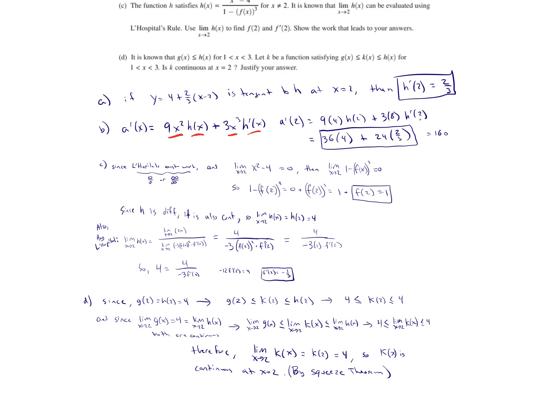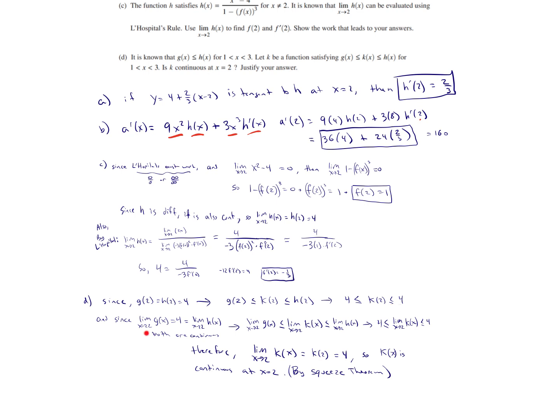Justify your answer. Well, we know g of 2 and h of 2 are 4. And we also know that g of x is less than or equal to k of x is less than or equal to h of x. So we could say g of 2 has to be less than or equal to k of 2, which is less than or equal to h of 2. And then, well, I know g of 2 is 4. I know h of 2 is 4. So k of 2 has to be between 4 and 4. Well, that means k of 2 must equal 4.